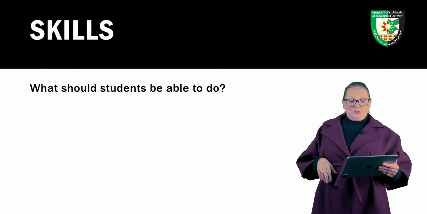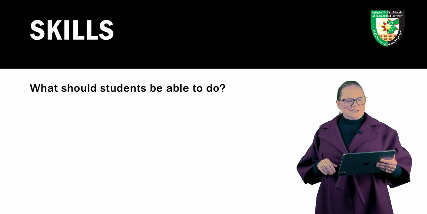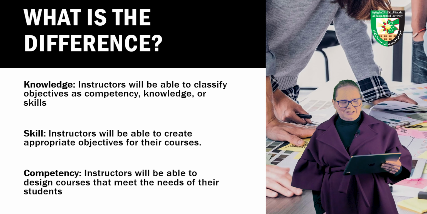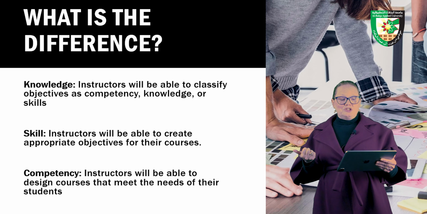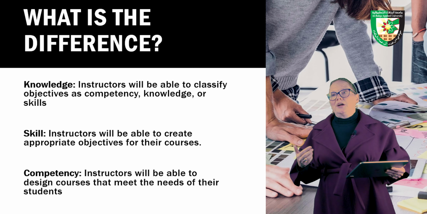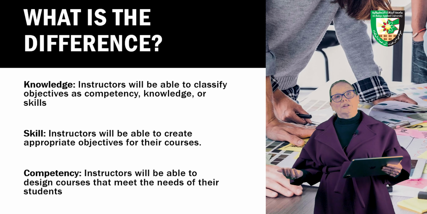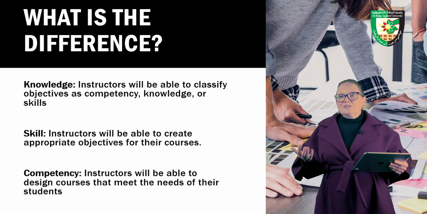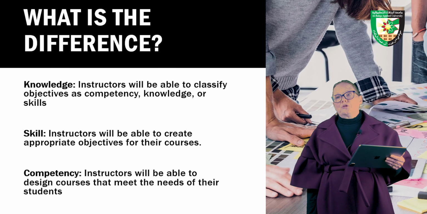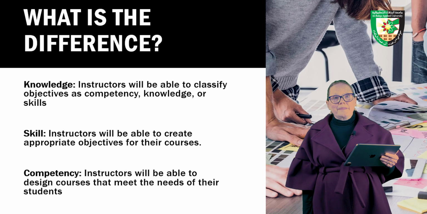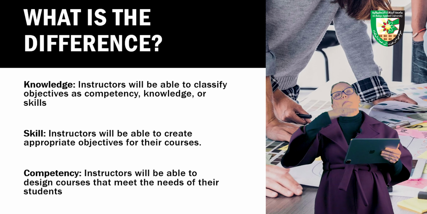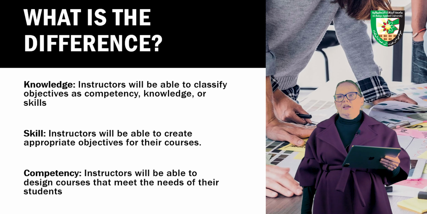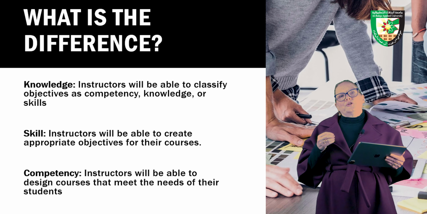For this series of videos about backward design, I hope that by the end, you'll have knowledge. What knowledge? You'll have the knowledge to read objectives and be able to classify them as competencies, knowledge, or skills. So that's the knowledge level. For skills, instructors will be able to create appropriate objectives for their courses. And finally, the competency, that bigger umbrella. Instructors will be able to design courses that meet the needs of their students.